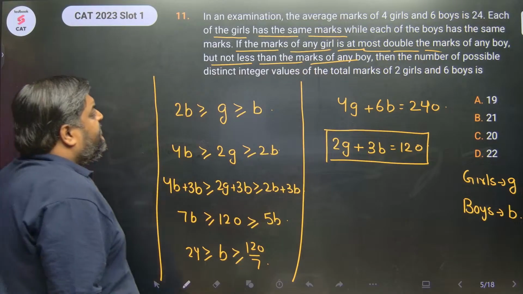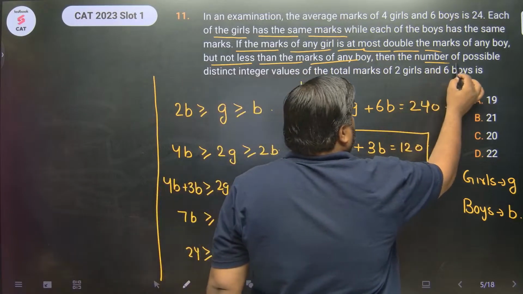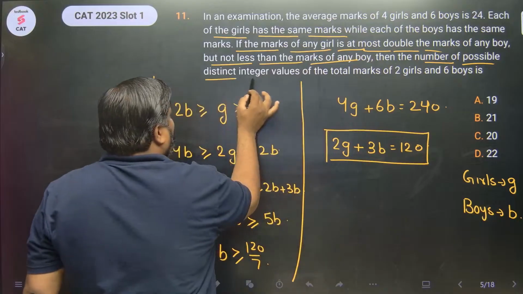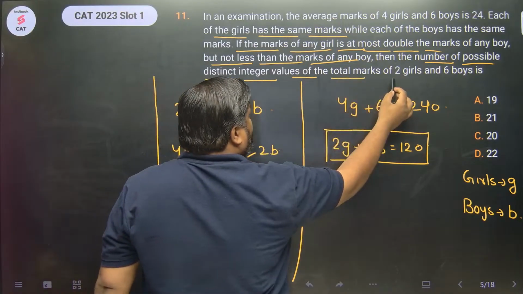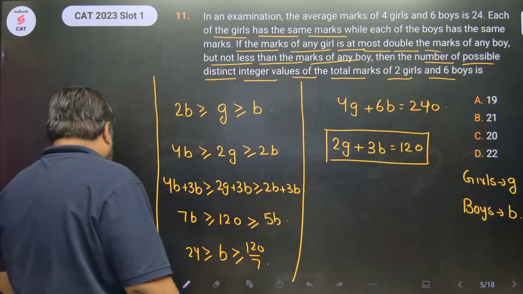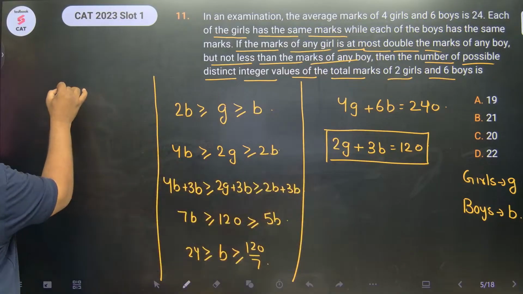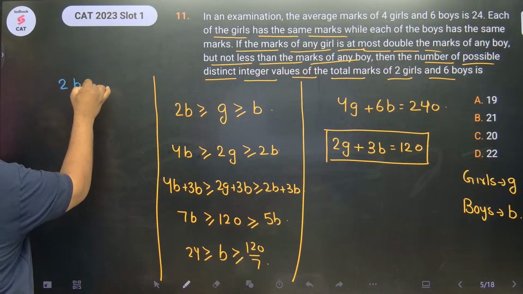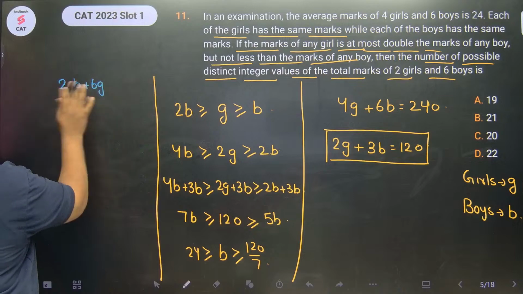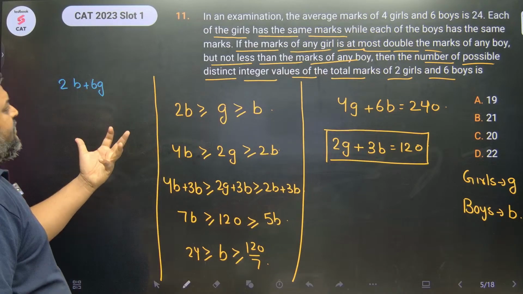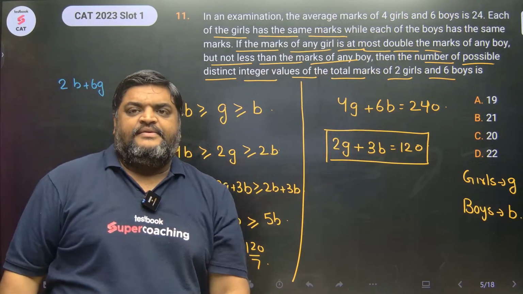Achha, now the number of possible distinct integral values for the total marks of 2 girls and 6 boys nikalna hai. So now the last part, 2 boys and 6 girls, inka range nikalna hai aur integral terms mein.